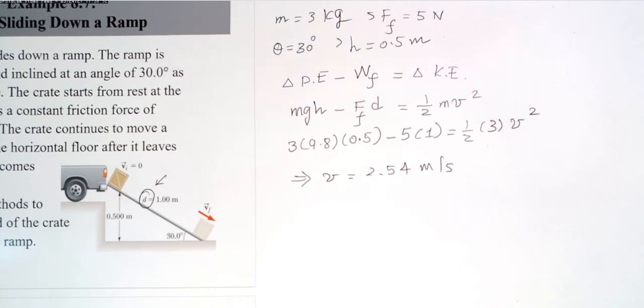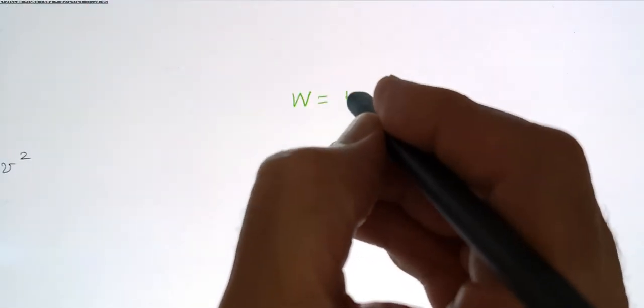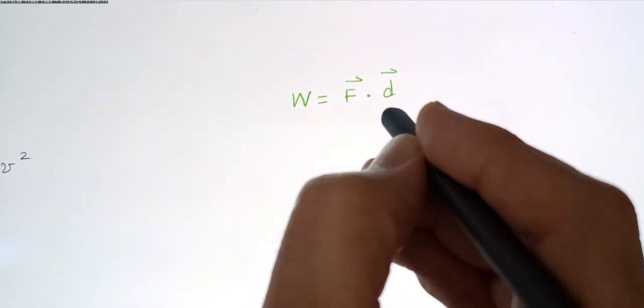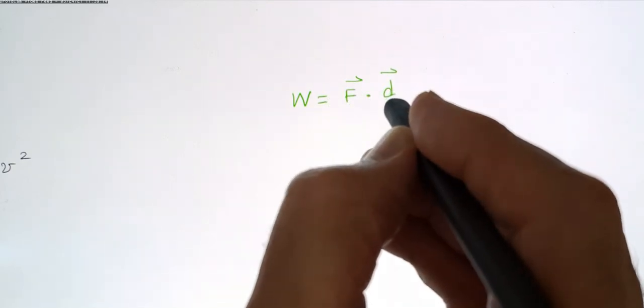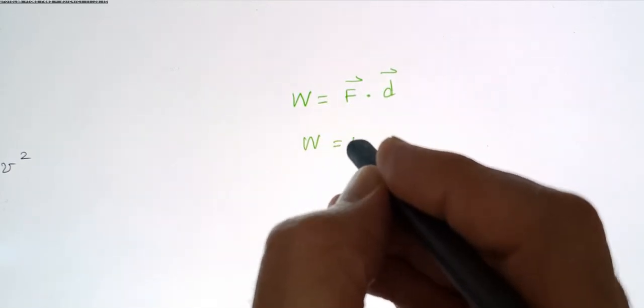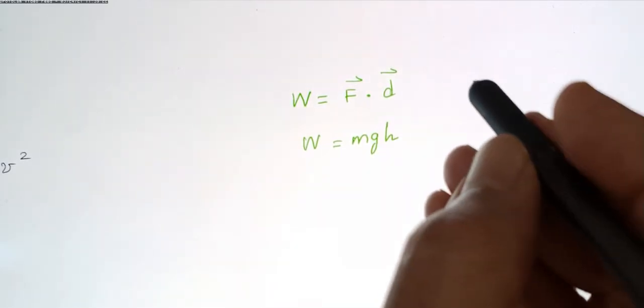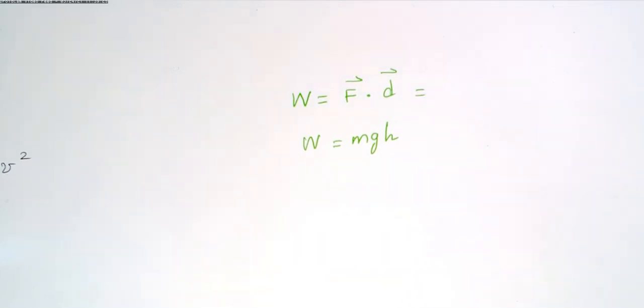Simpler. If you do work, F will be force times distance. Dot, what's the distance here? F dot d, or you do work is equal to mgh, it will be the same. Because what is F dot d? It's the work done on the box.